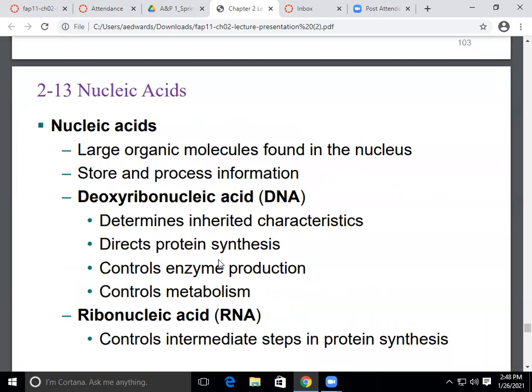So based on time, I'm actually gonna go ahead and move on to nucleic acids. We're gonna see how much we can get through so that we can start chapter 3 next class. So nucleic acids. These are organic molecules in the nucleus of your cells, okay? Well, they store information and they process information, okay?